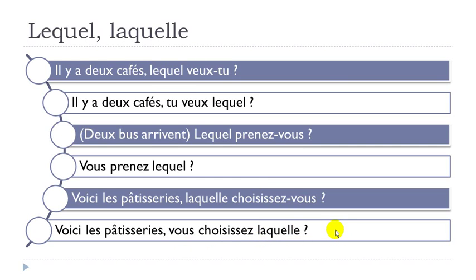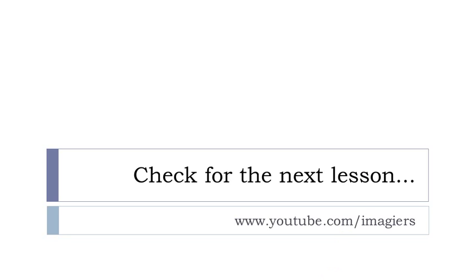All right. So now you've got lequel, lesquels, and laquelle. Remember phonetically, basically this second part, quel, doesn't change if you want to pronounce it. Okay. So that was it for the lesson regarding lequel and laquelle. I hope it was clear for you.